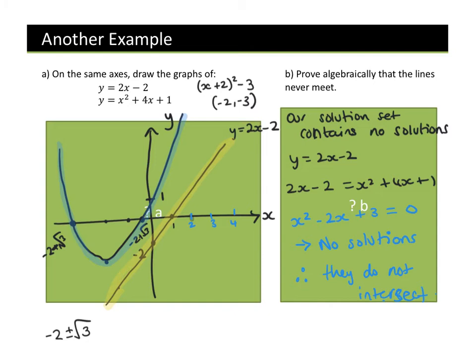Like in this question, if the lines never meet, that means they have no solutions. So b squared minus 4ac will be less than 0. So here we're going to have minus 2 squared minus 4 lots of 1 lots of 3. So we're going to get 4 minus 12 is less than 0. Okay, because we're substituting them in. So we can pick and choose how we use.